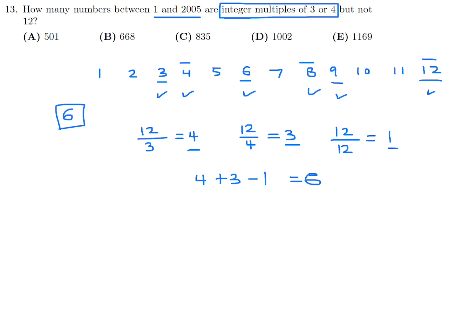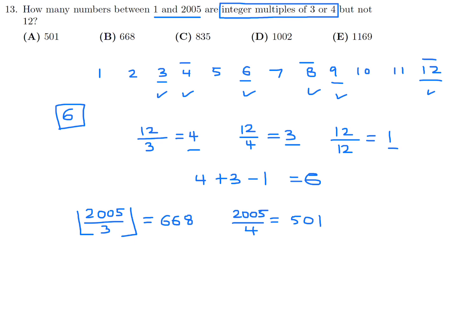So in a very similar way, we're going to do it for 2005. 2005 divided by 3, and you're going to take the integer value. That's what the symbol means. And that is 668. Then 2005 again divided by 4 to get the number of multiples of 4, and that's 501. And remember, we're overcounting the multiples of 12, correct?